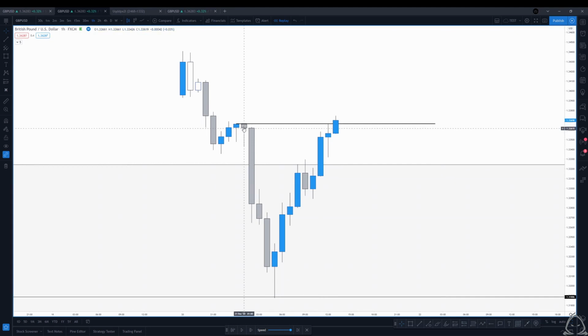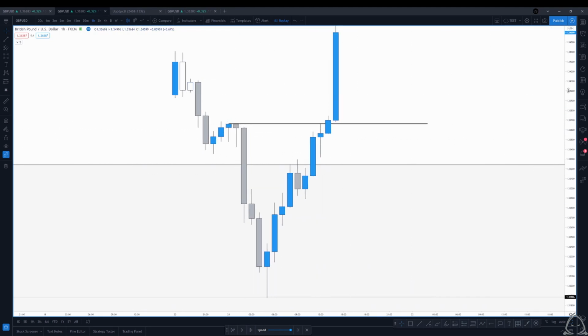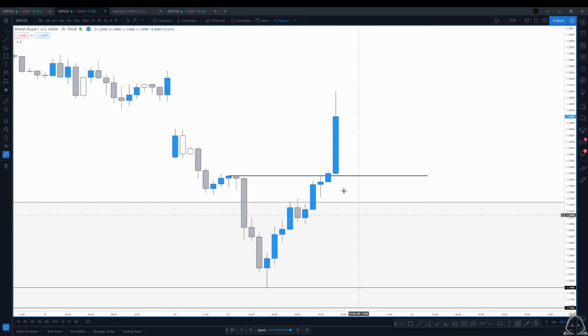We broke it more or less with a wick, and we'll see if we continue moving to the upside. We do, which is good. That tells us that there was something that has happened here that's caused price. So we know that we've tapped into a higher time frame point of interest. We know that we pushed away from it. We know we pulled back, and then we've accelerated back to the upside.